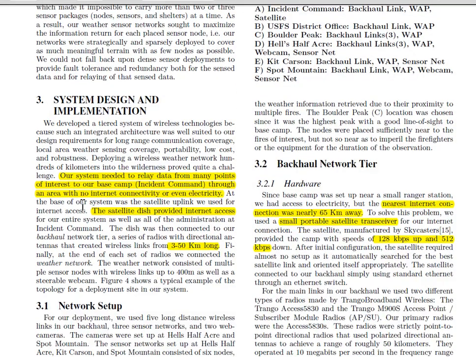So in the system design, basically they discussed that their system needed to relay data from many points of interest to their base camp that we already discussed. So that's why they needed to come up with the satellite dish, right? Because the data they are going to send travels about 3 to 50 kilometers. So that's why they need a satellite dish as well.